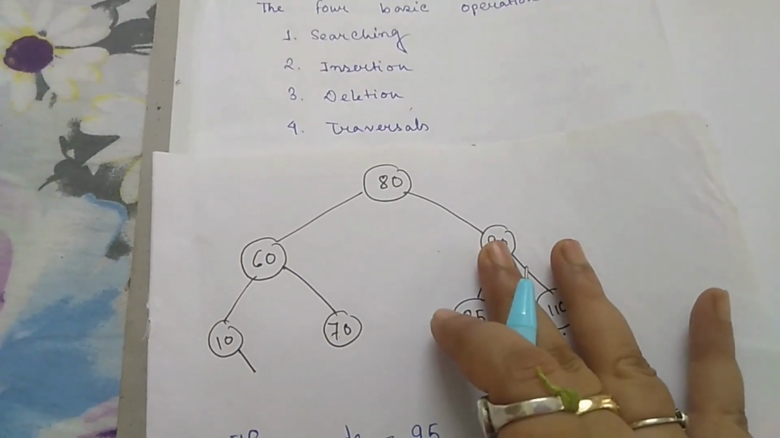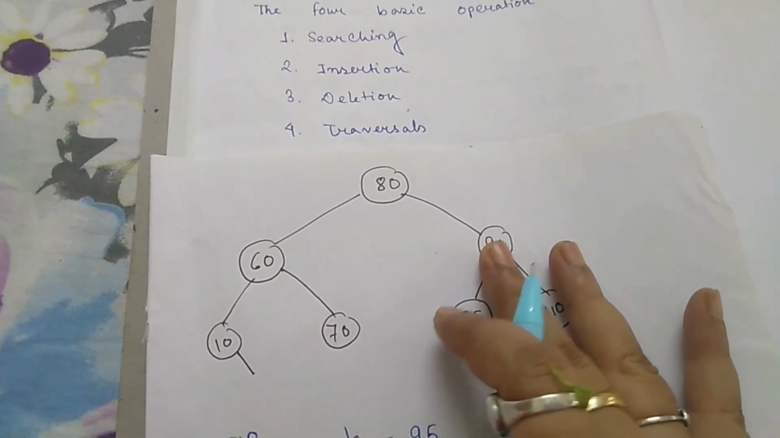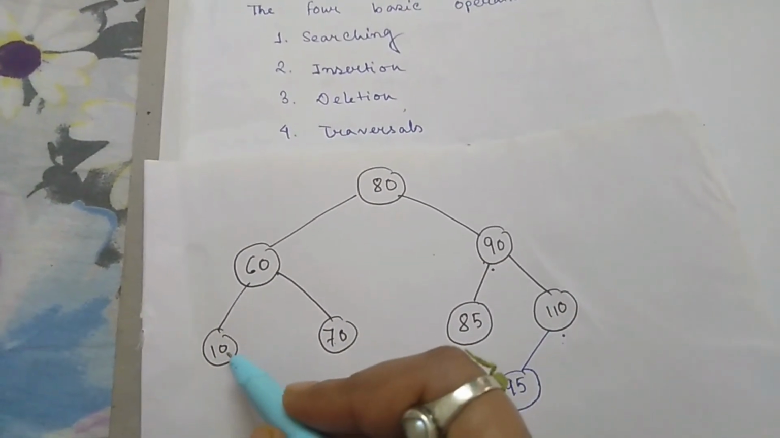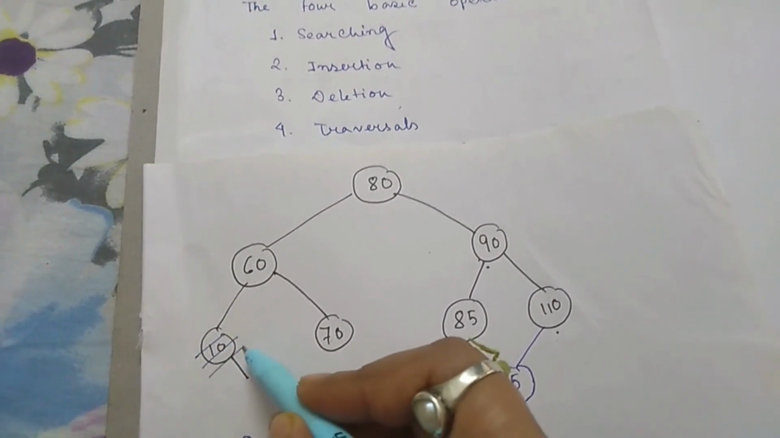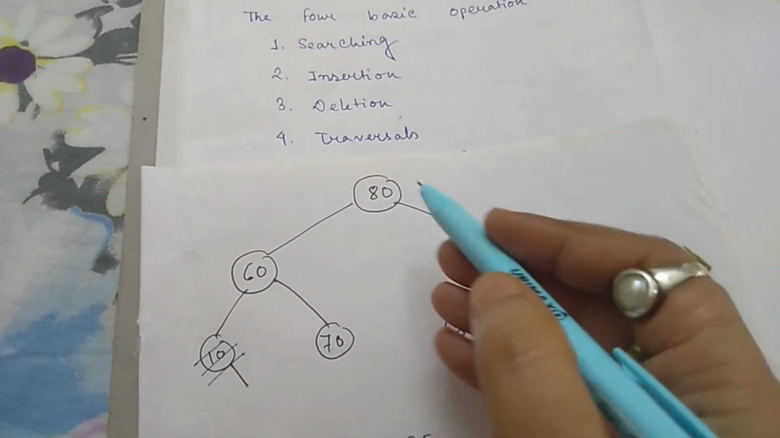The next operation is the deletion operation. In that case, if we want to delete a particular node, for example here we want to delete the node 10, we just delete the node. The next operation is traversal.